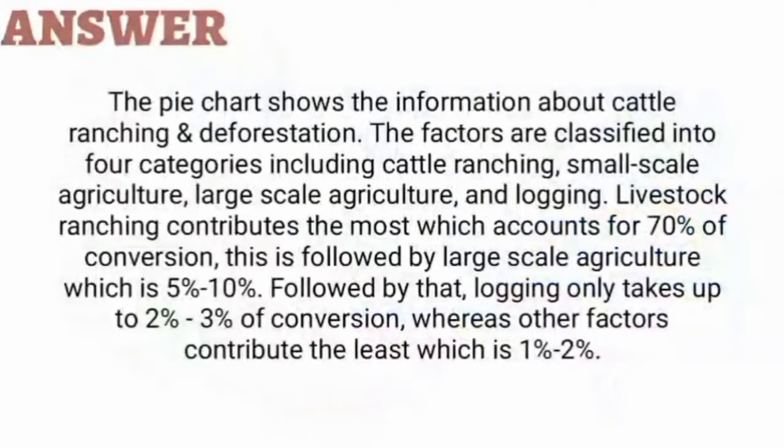The pie chart shows the information about cattle ranching and deforestation. The factors are classified into 4 categories including cattle ranching, small-scale agriculture, large-scale agriculture, and logging. Livestock ranching contributes the most, which accounts for 70% of conversion.